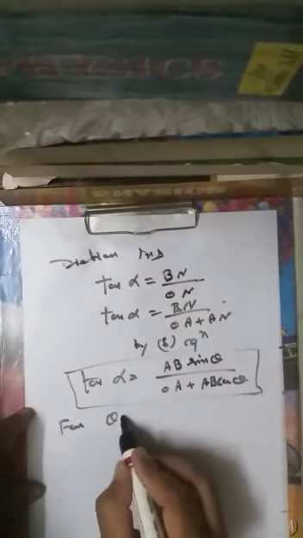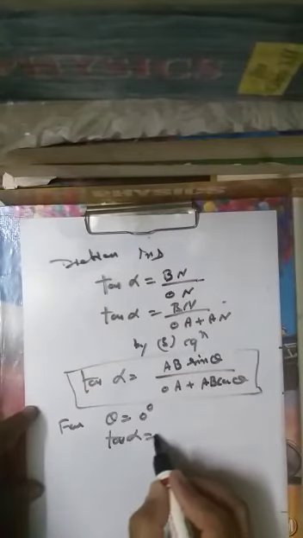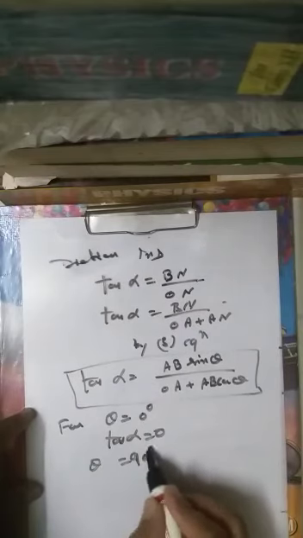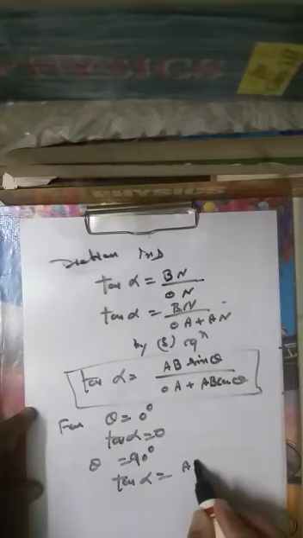For theta equal to 0 degrees, tan alpha is equal to 0. For theta equal to 90 degrees, tan alpha is equal to AB upon OA.